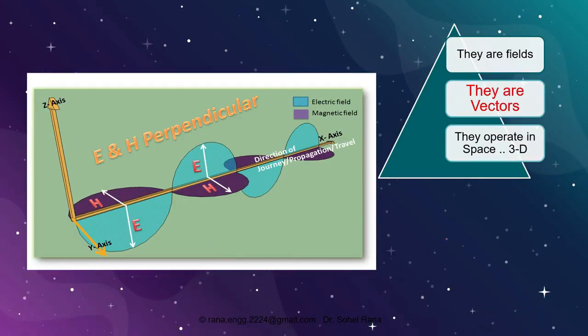So we have an electromagnetic wave where we are dealing with vectors, and the vectors are operating in space. That is a three-dimensional space where we come across three axes: the z-axis, the y-axis, and the x-axis. There is a particular direction of propagation. On a particular line, the vectors will travel.